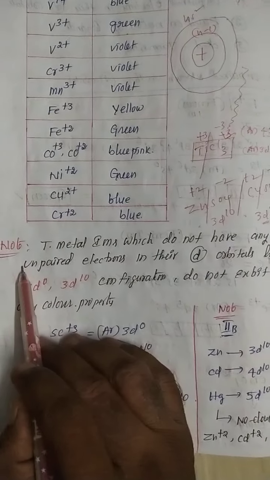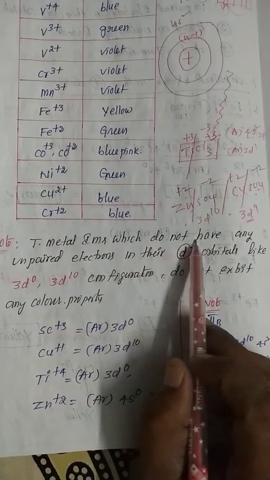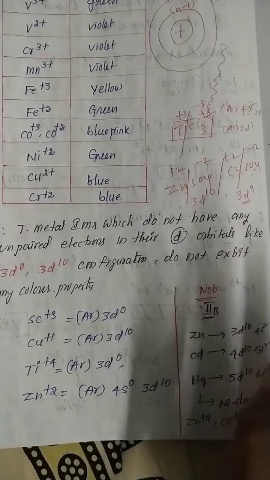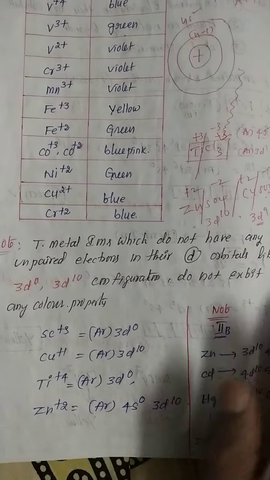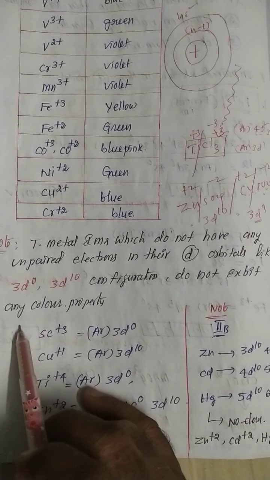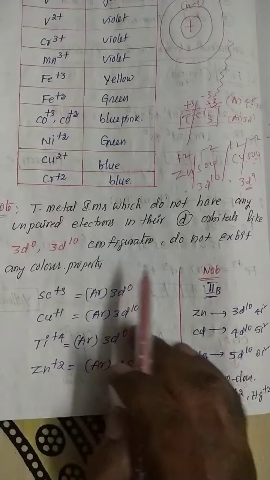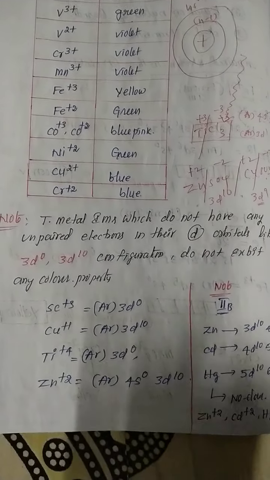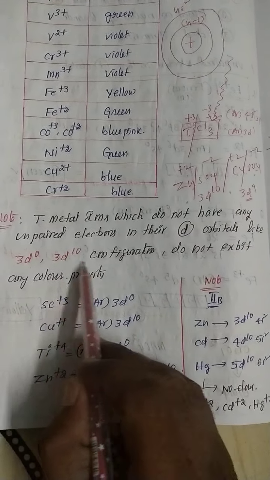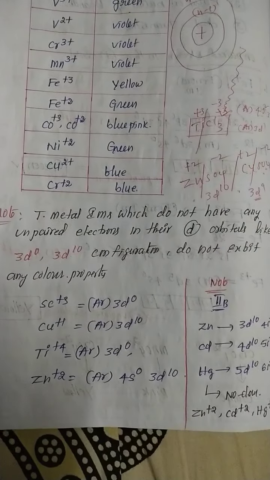Here one note is there, clearly observe. Transition metal ions which do not have any unpaired electron in their d orbital, either 0 electrons or 10 electrons, do not exhibit any color. That is the most important point, my dear students. So in the d orbital, showing 0 electrons or 10 electrons, that kind of compound never exhibits any type of color. This is the most important point, my dear student.